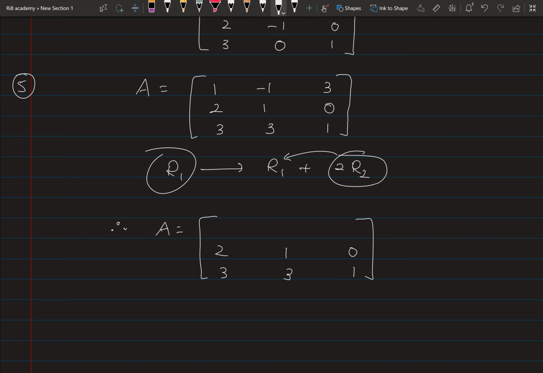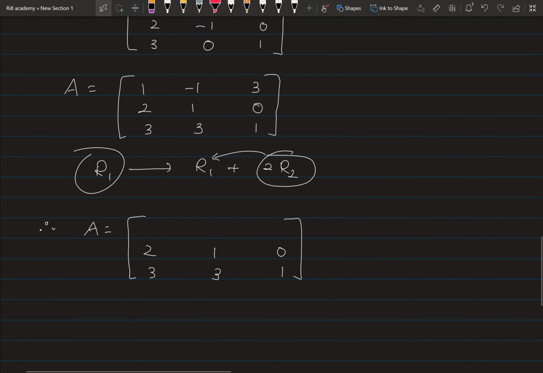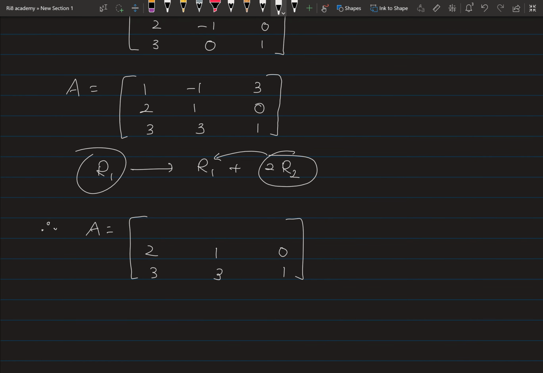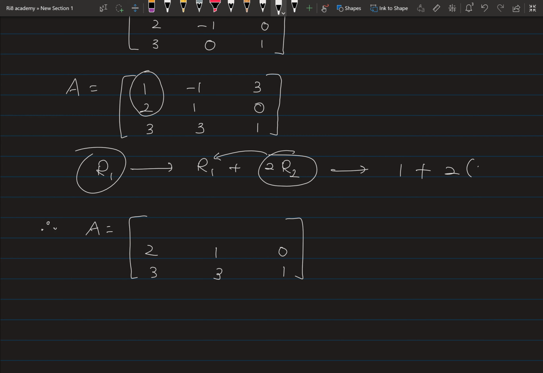Okay, now let's do the operation in the rough part sidewise. R1 plus R2, so we are going to do the operation for these two elements. 1 is for R1, 2 is for R2. So R1 plus 2R2 should now be written as 1 plus 2 into 2.